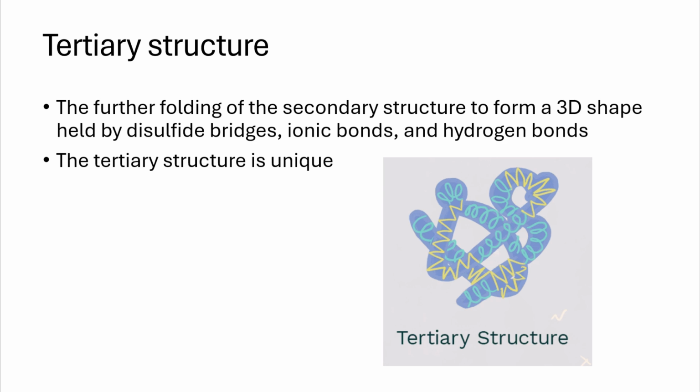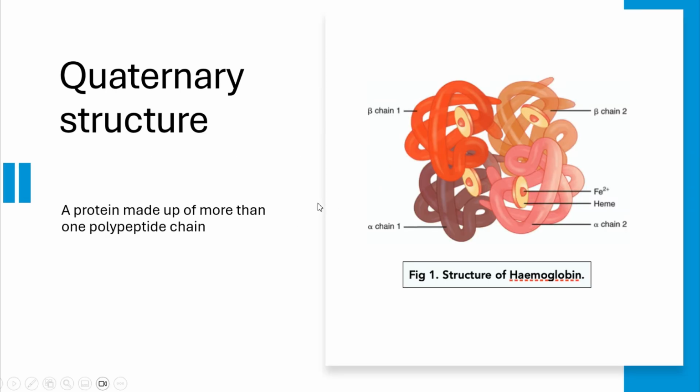Alright, so what it is is just the alpha helix and the beta pleated sheet, further folded, just made together. And a protein made up of more than one polypeptide chain is going to be quaternary. So quaternary is when you start getting more than one. We made an alpha chain, we made a beta chain, they're tertiary, and we mix them together.